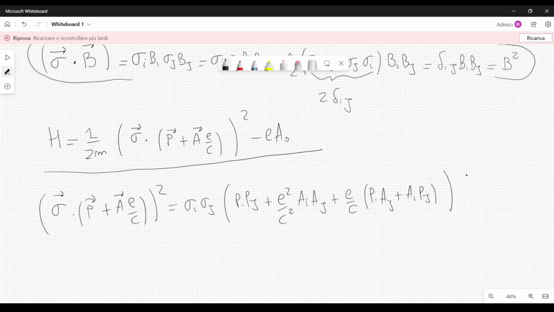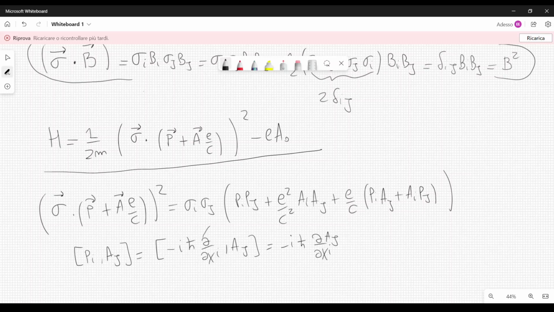And now what I want to do is use operators. In particular, I know that the commutator between pi and aj can be written as the commutator between minus i h bar d over dxi and aj. So this is equal to this operator acting on that. So we will get minus i h bar d over dxi of aj.